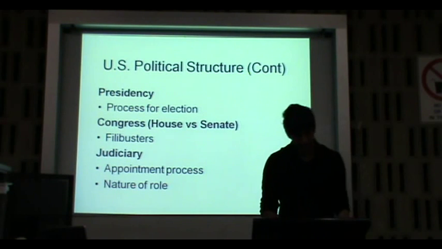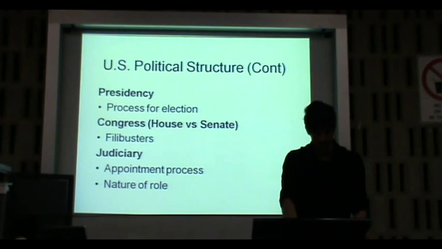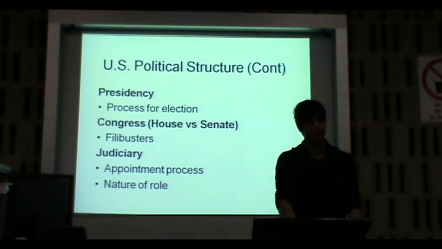Great. Okay. So now let's look at this issue of the judiciary, which I think is one of the most interesting issues in American politics. So how do people get nominated to, say, the Supreme Court? I'm going to focus on the Supreme Court. Obviously, there are other institutions. How do people get that?